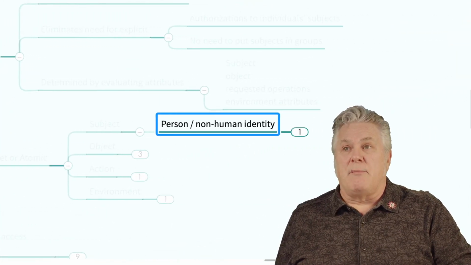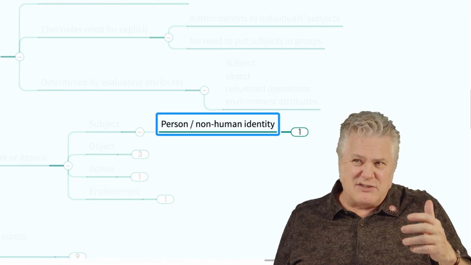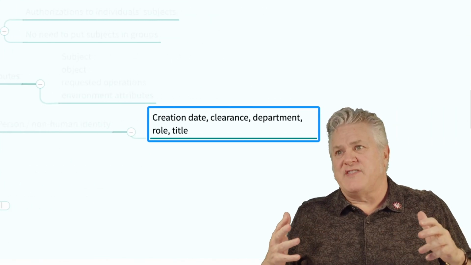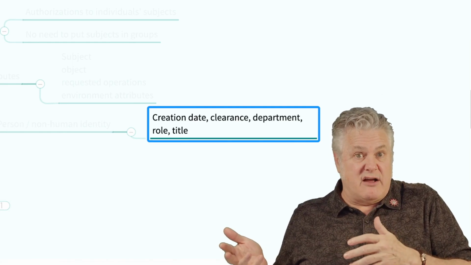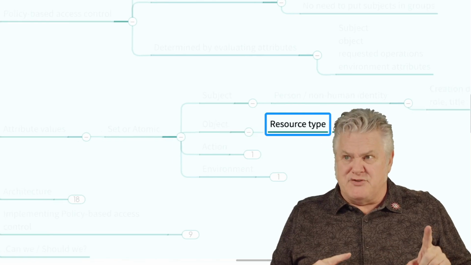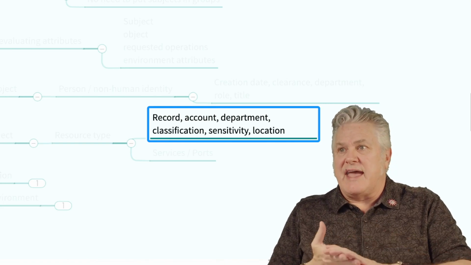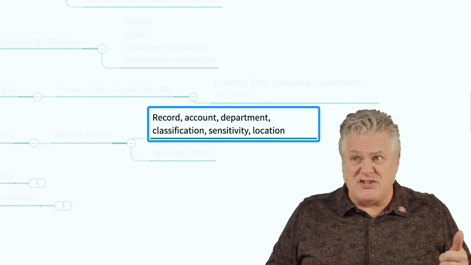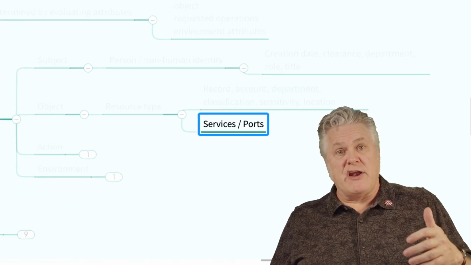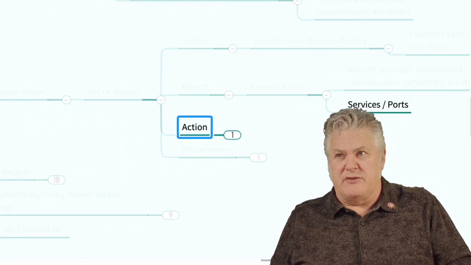For subjects, when we talk about that, that's not only a person, but it also can be APIs and things like that and tokens. So non-human identity is also included in this. The attributes of them could be the creation date, like the creation date of the API key, or the clearance, department, role, or the title. For objects, remember, this is your resource type, and that could be the records, the accounts, the departments, its classification, the sensitivity, the location of that. It could even be the services that are running on that server or the ports that are open. We could get that fine-grained if we wanted to.